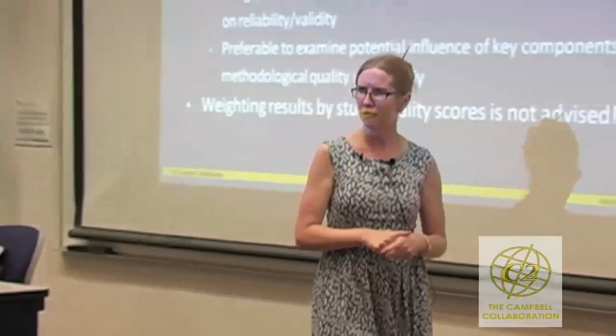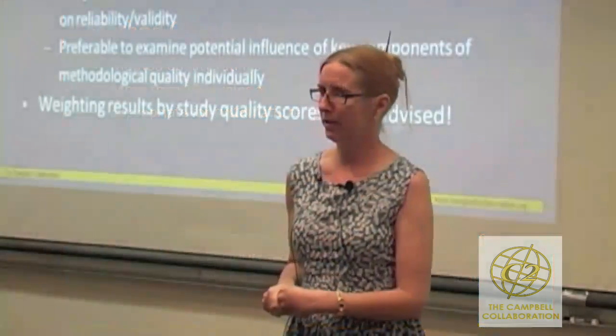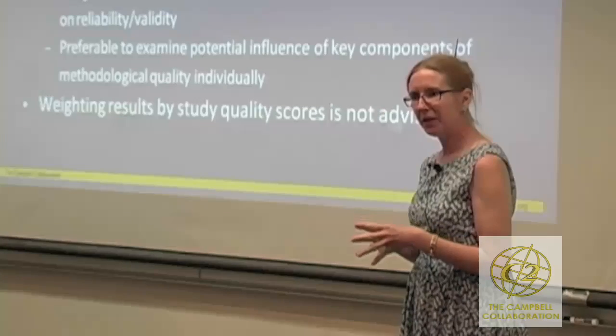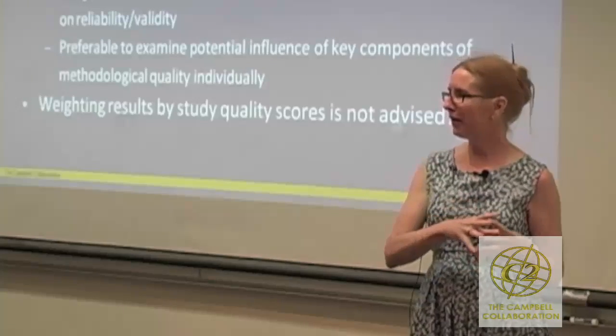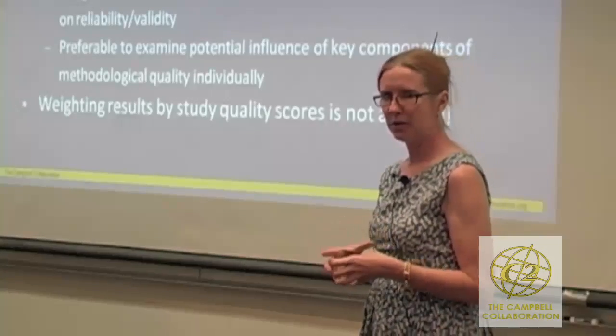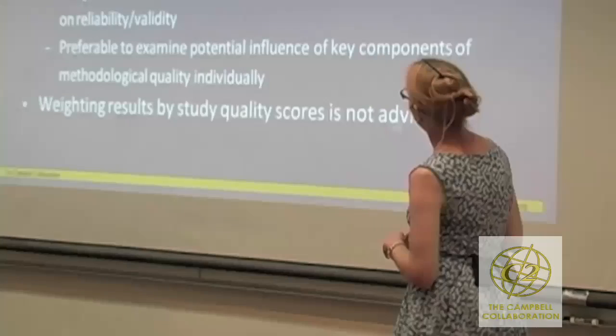Okay, so method quality checklists. There are lots of these out there, hundreds of them, in fact. And people who've done research on how well these things work believe that overall study quality scores are questionable in their reliability and validity based on the checklists. That they conflate the different methodological issues, where I think one of the good features of grade and risk of bias and coding methodologies specifically has to do with looking at different methodological issues separately and really thinking about how they influence the results.